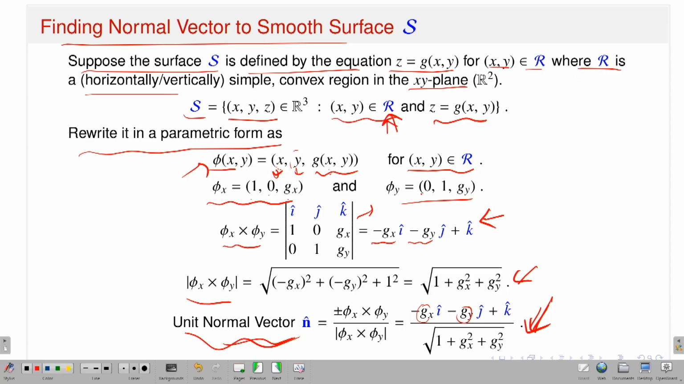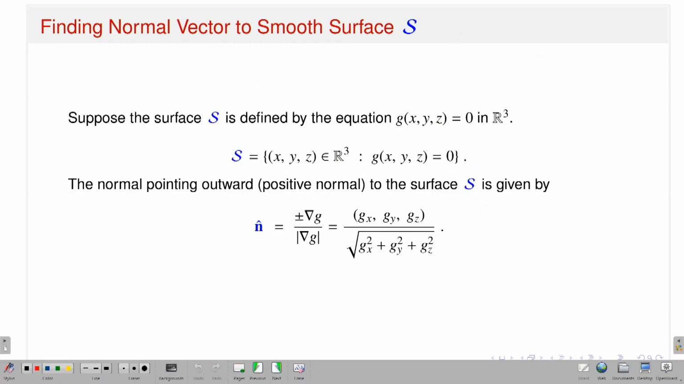Okay, so this means finding the normal vector for a smooth surface if it has what is called an explicit representation. That means if you know the relation z is equal to g of xy, then in terms of g, this is the corresponding representation of the unit normal vector. Okay, so this is another.